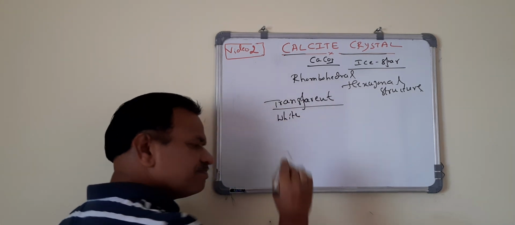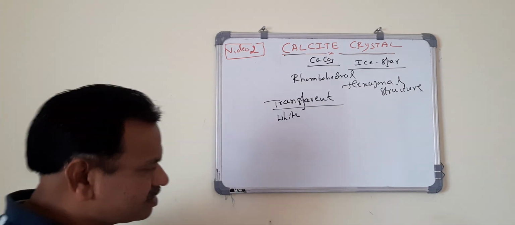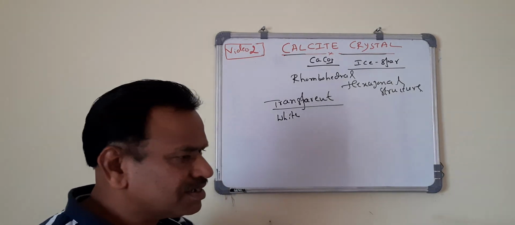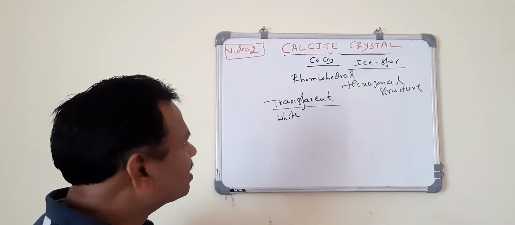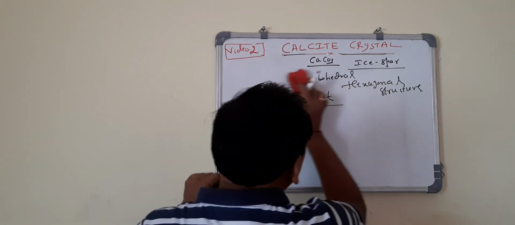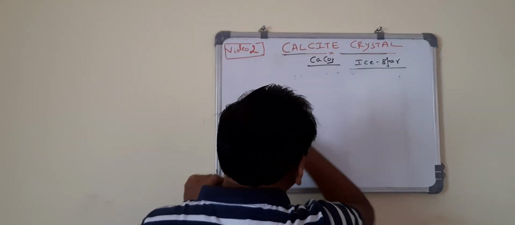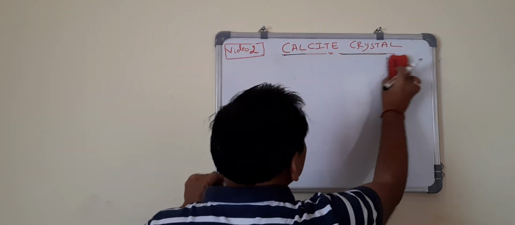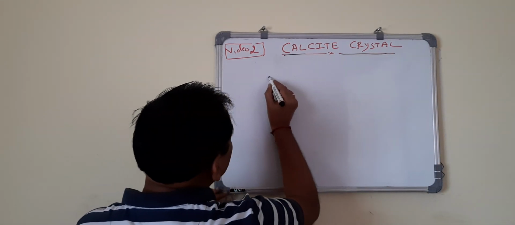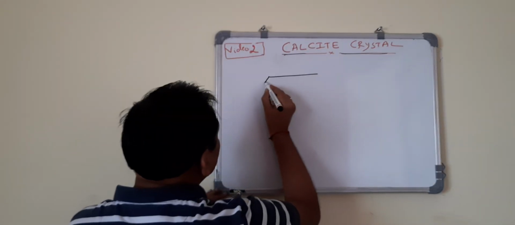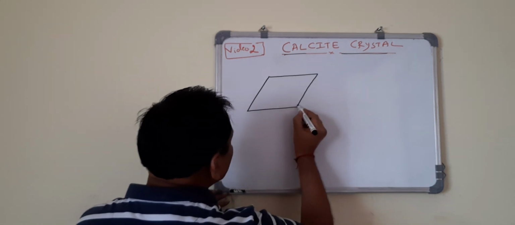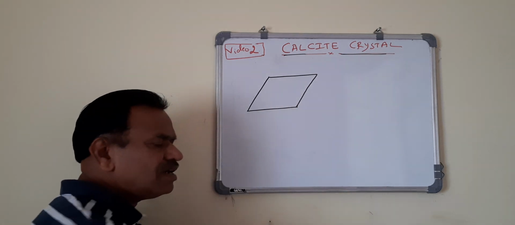If you go through the internet, you will get many crystals. You can search on YouTube for the calcium carbonate crystal or calcite crystal. Now I will draw the structure for this. It is a rhombohedral structure. Always opposite faces are equal.